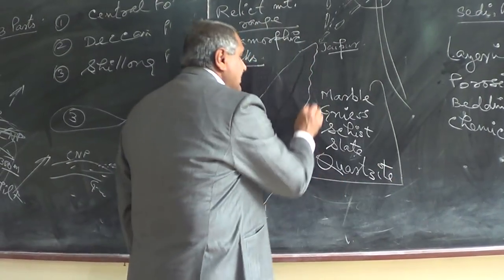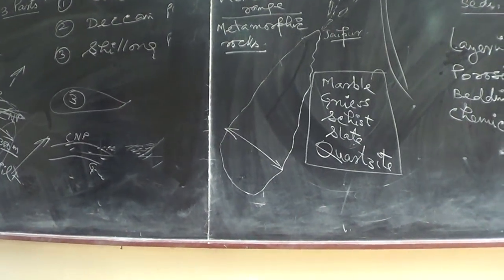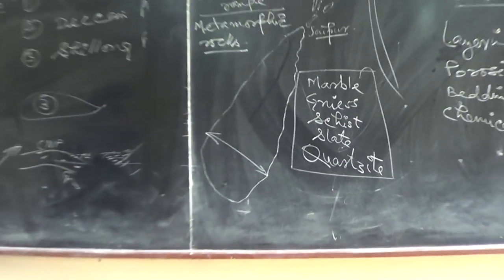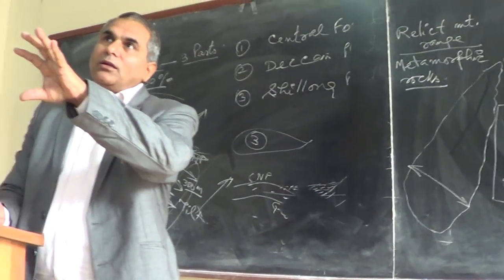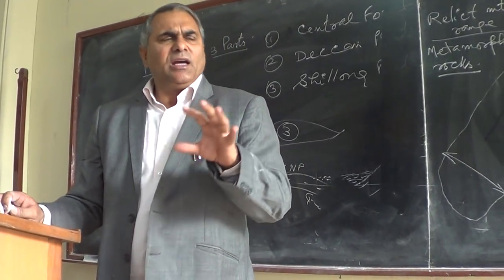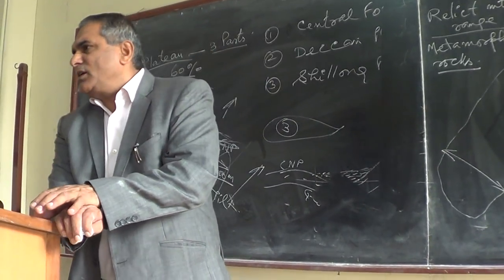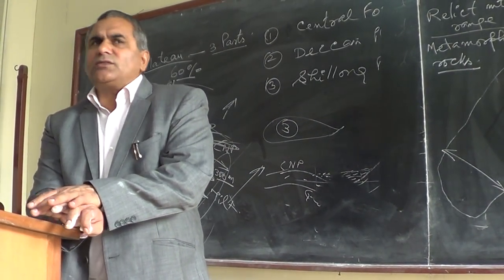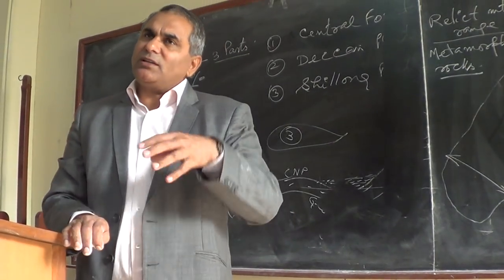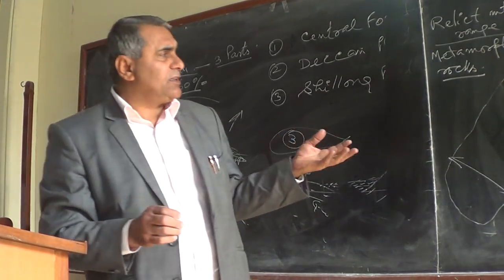So Himalaya is composed of sedimentary rocks, basically sandstone, shale, limestone. Though in some parts of the Greater Himalaya, Himadri, and the Lesser Himalaya, some pieces are found where igneous rocks and metamorphic rocks form. They are uplifted, but largely Himalaya is composed of sedimentary rock.